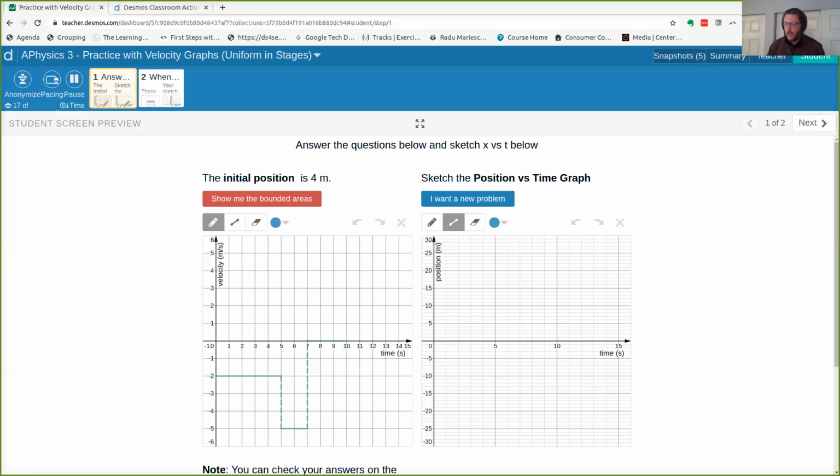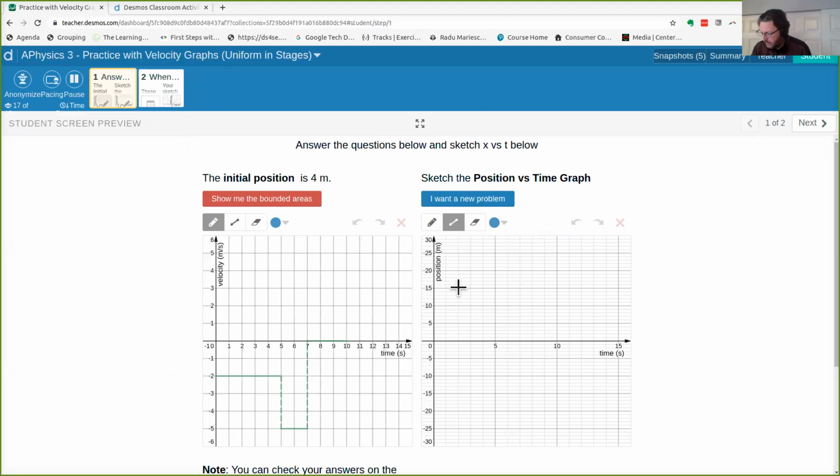Okay, now I'm going to do a video walkthrough of the other Desmos activity, practice with velocity graphs, uniform in stages. So here I've got a graph that says my initial position is 4 meters. I've got a velocity graph right there. I'm going to sketch the position graph that matches it.